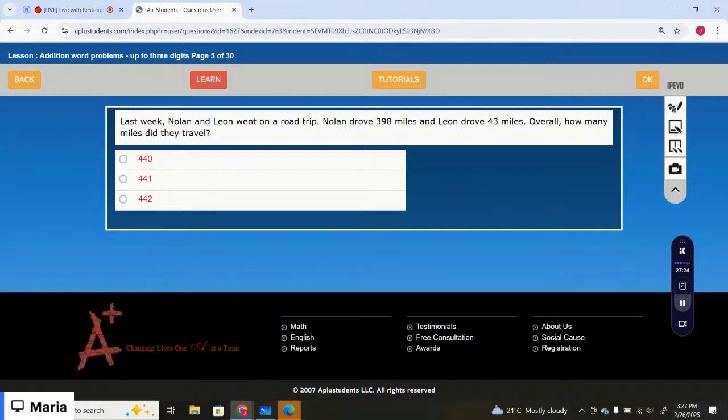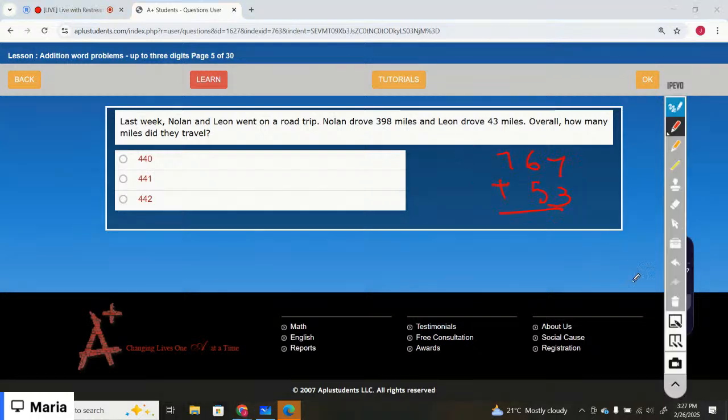Last week, Nolan and Leon went on a road trip. Nolan drove 398 miles and Leon drove 43 miles. Overall, how many miles did they travel? Let's just add 398 plus 43. So, which is the correct option?